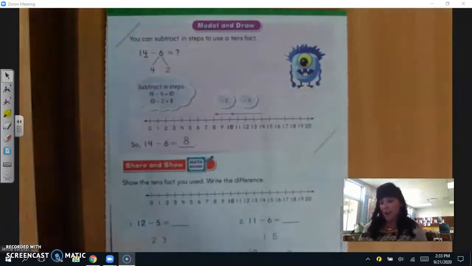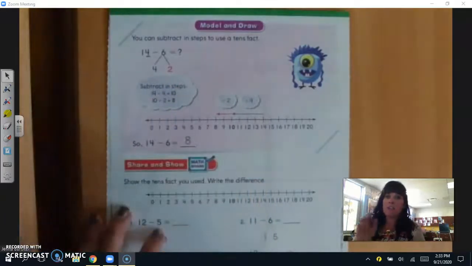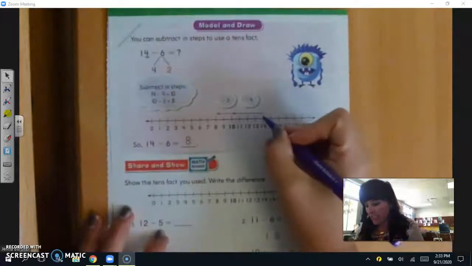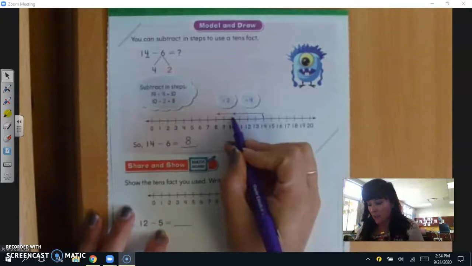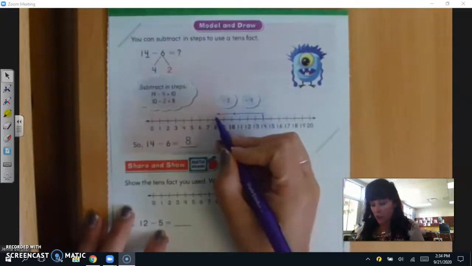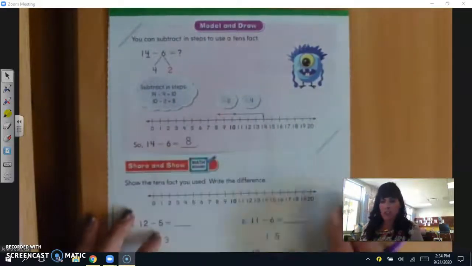So we're going to subtract in steps. The reason we're going to do that is because then we can subtract in bigger chunks. So if we start at 14 on the number line, we can go back to 10 by subtracting the 4, and then you have 2 more, 1, 2, and then we get to our answer, which is 8. So we're going to try that together.